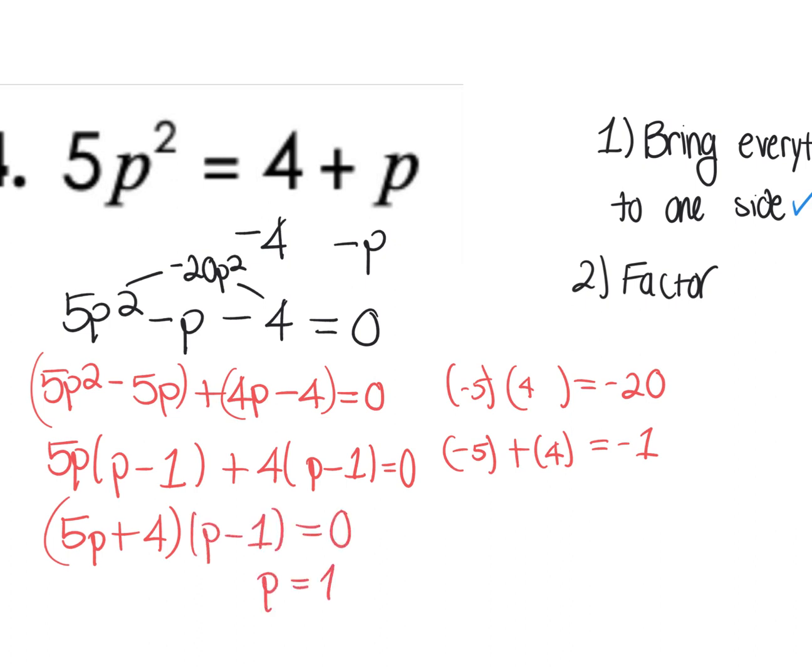So p equals 1 or p equals negative 4/5. That's from 5p plus 4 equals 0. Negative 4 equals 5p. P is negative 4/5.